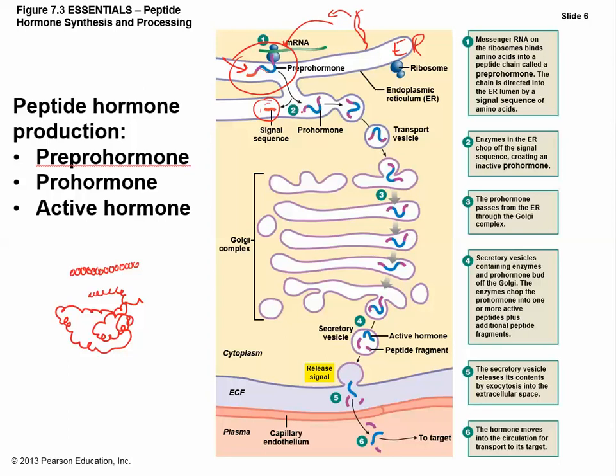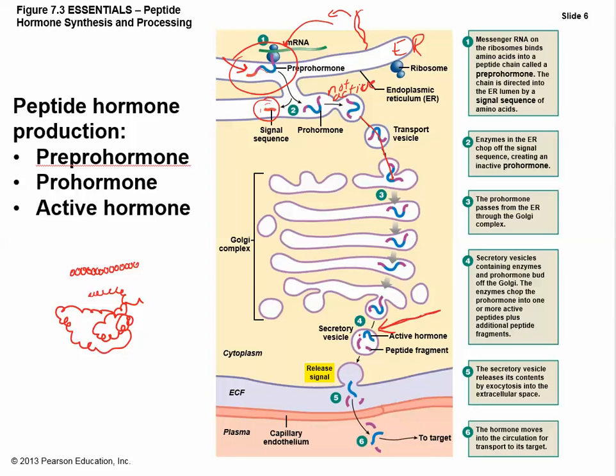And so we call this, before when it's first made and it's not active, a pre-prohormone, and then after some modifications have taken place, we call it a prohormone, but it's still not active. Okay, so this still can't function as a hormone. And so it moves from the ER down into the Golgi because it's going to be excreted. So it makes sense that it has to run through the Golgi and then be packaged into a vesicle. Okay, so that's what we see here. We see it being packaged into a vesicle.